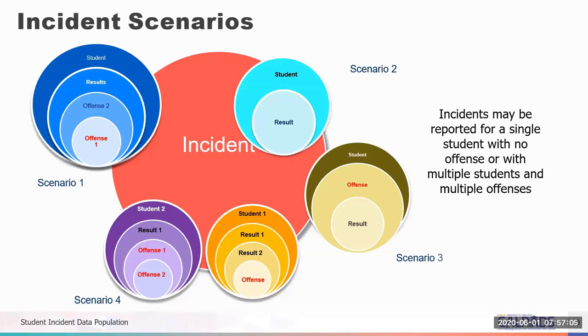In scenario 2, we have a single student incident where no offenses occurred. We still have the student incident record and then a result record. In scenario 3, we have a single student incident with a single offense. So you have an incident record, a result record, and the offense record. And then in scenario 4, we have multiple student incidents with multiple offenses committed.